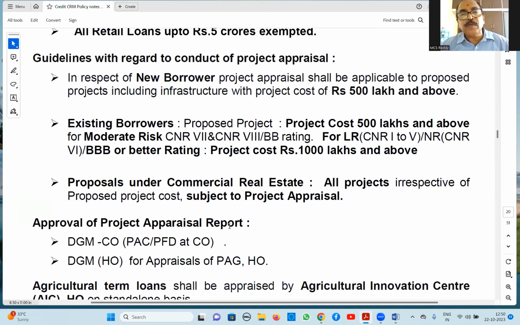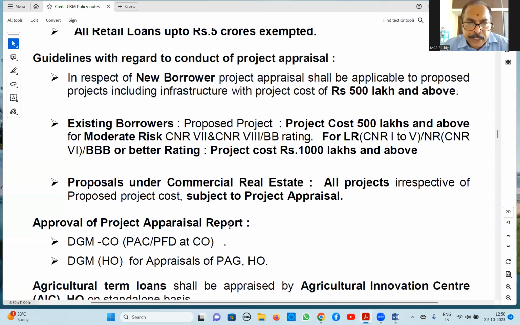And what are the loans eligible for appraisal? New borrowers. In case of new borrowers with project cost 500 lakhs and above, that is 5 crores and above, that proposal is to be appraised by our project appraisal cell or group. Next, for existing borrowers: project cost 5 crores and above for moderate risk rating, and for low risk and normal risk, 10 crores and above.